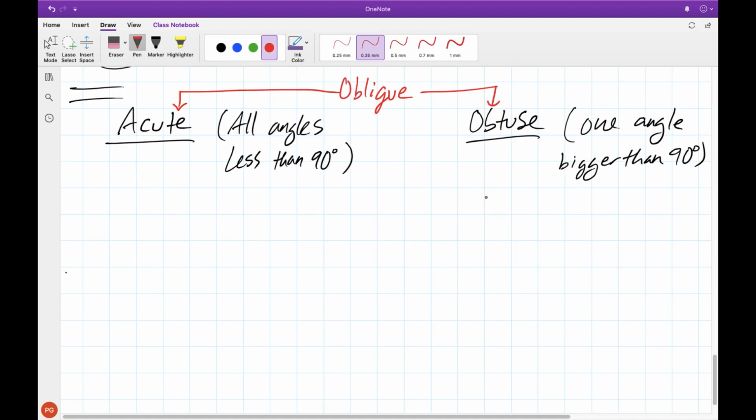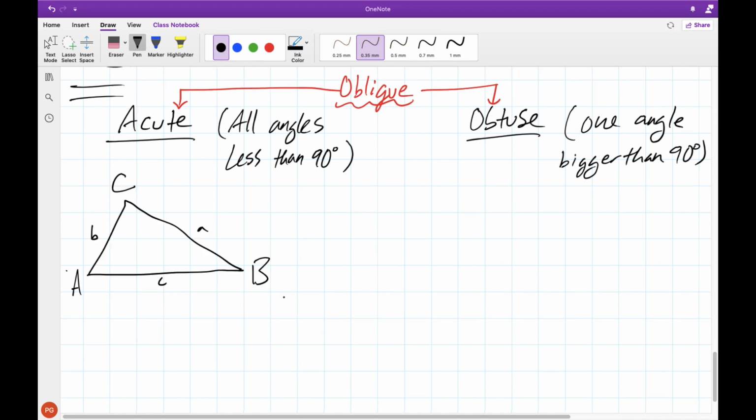Let's jump into it. When we talk about oblique triangles, they fall into two categories: acute, where all the angles are less than 90, or obtuse, where we have one angle that's bigger than 90 degrees. So whenever we're thinking about oblique triangles, we have to consider both cases. Our acute case looks a lot like our previous example where we did area, and the way that we derive our sine law is very similar as well.